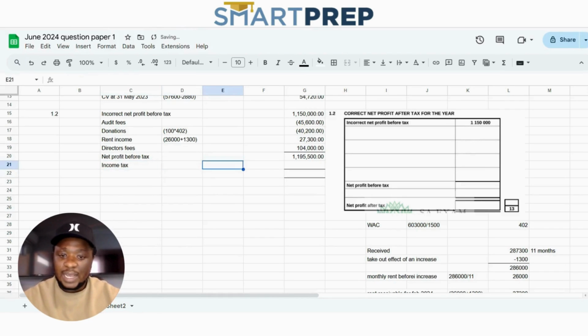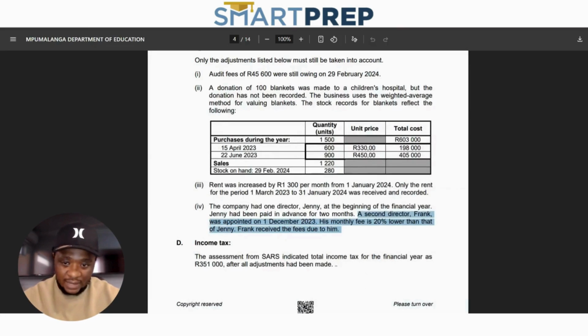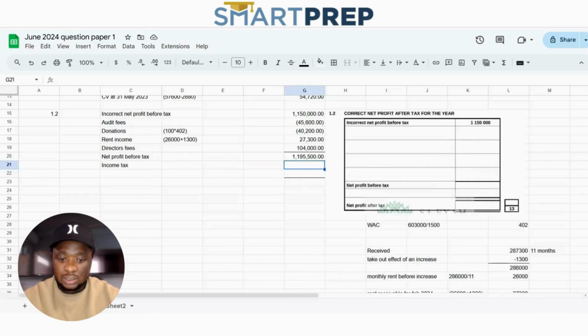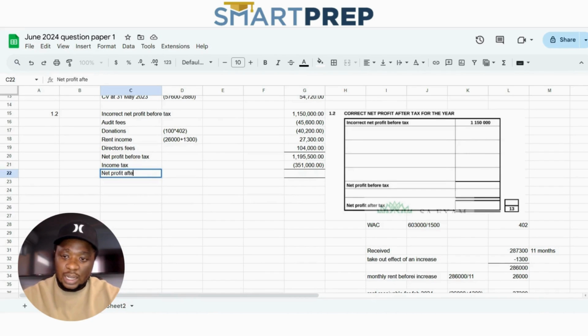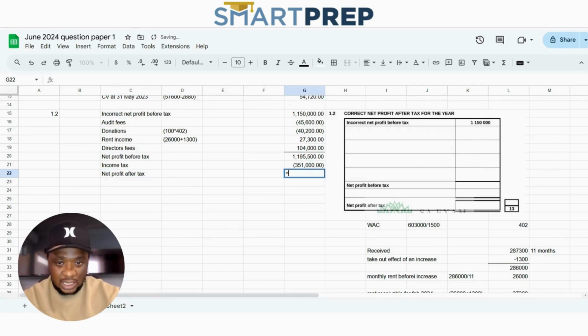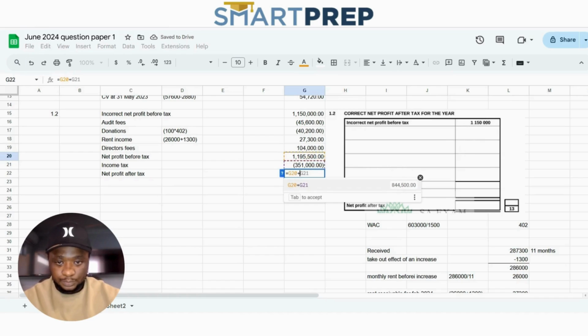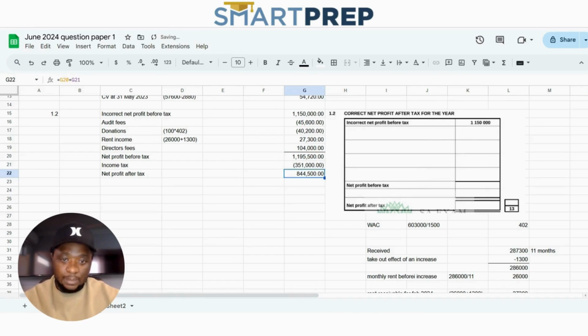Our income tax expense for the current year was given in D, and it was given as 351,000. So we're going to come here and subtract it, 351,000, and then we'll get our net profit after tax. Our net profit after tax is then going to be equal to 844,500, and that's basically the end of question 1.2.